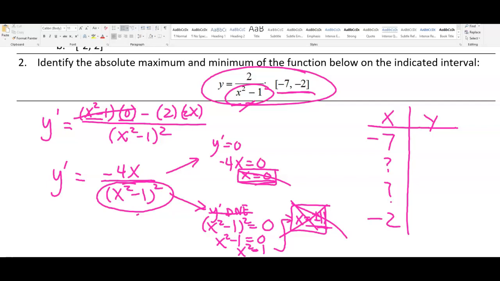So on your test, you probably will have some critical values to put in here, but for this example, there are none, so we're going to skip that. And we're going to go ahead and at this point find the answers. So we're going to plug in -7, and we're going to plug in -2, and we're going to see what we get.